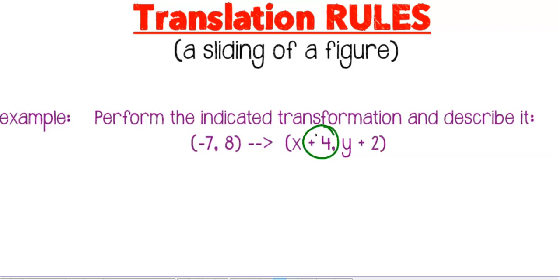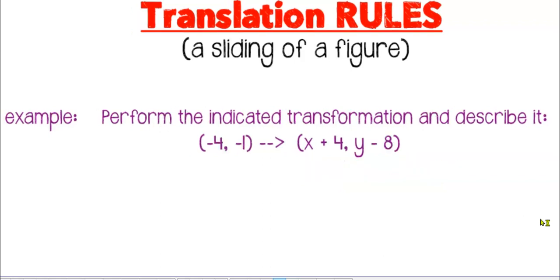So you have to understand that anything that is being performed to the letter x is left or right. Depending on its sign, it will tell you the direction. That's to the right. Same thing with the y value. The sign will tell you the direction. So positive 2 is up. This is a move 4 units to the right and 2 units up. Let's take a look at one more.